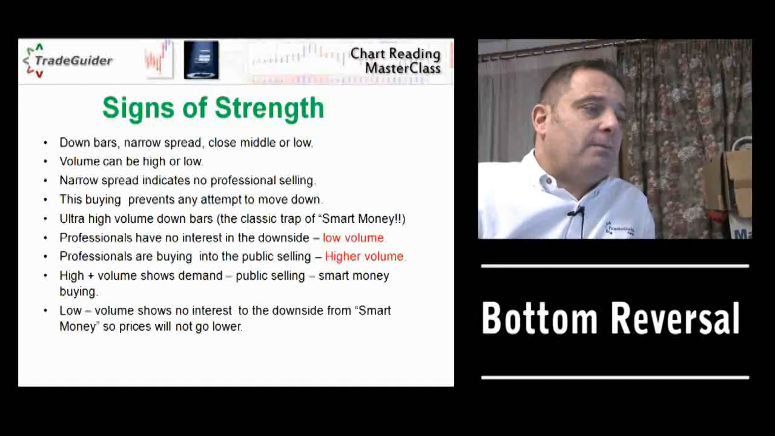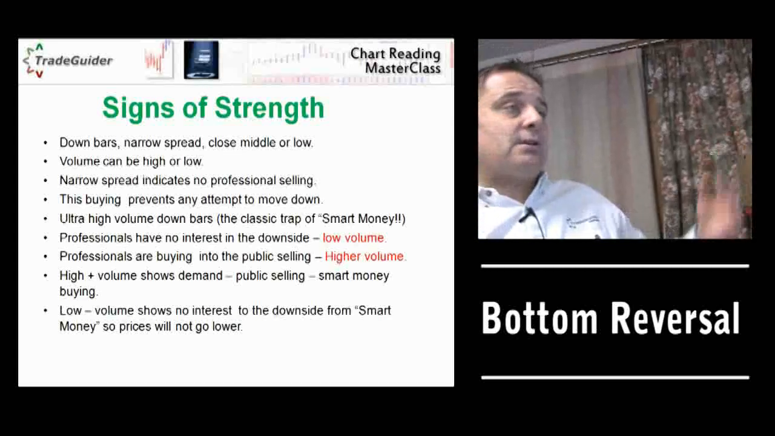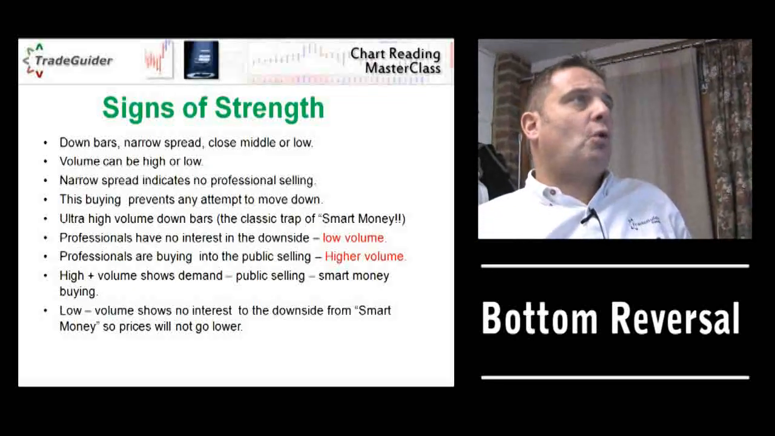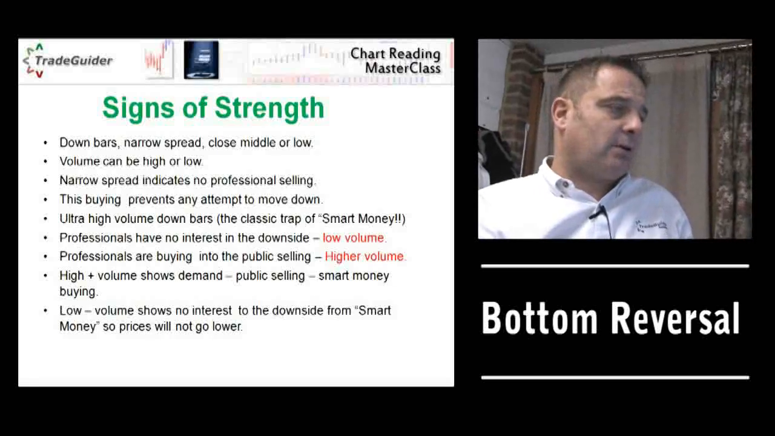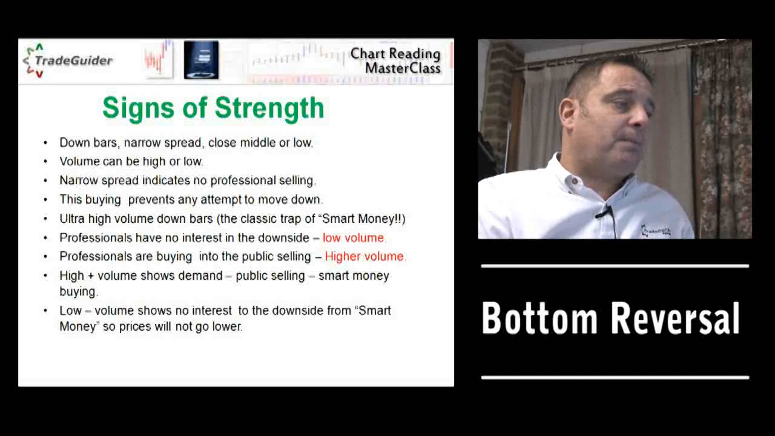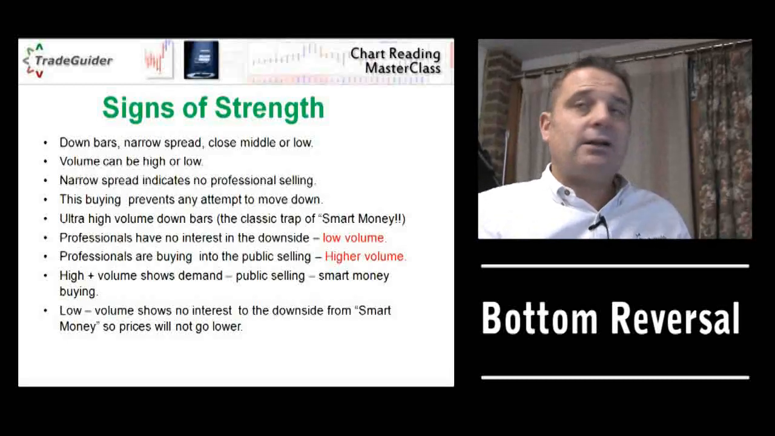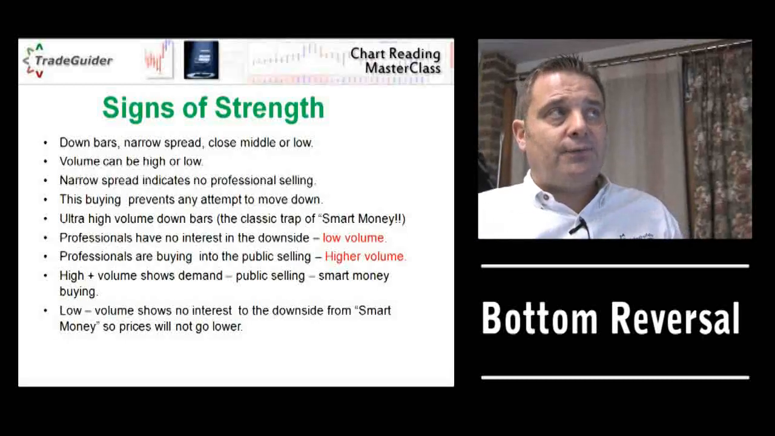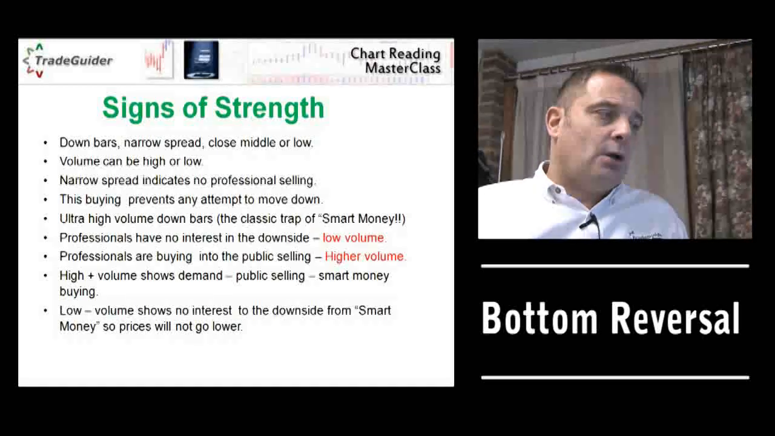But actually wide spread down bars on high volume are very, very strong if they're immediately tested, as we'll show you. If you get low volume, it's telling us, much the same as the upside, that professional money is withdrawing its interest to the downside. If you get high volume on a down bar, it tells you that professionals are buying into the public selling.